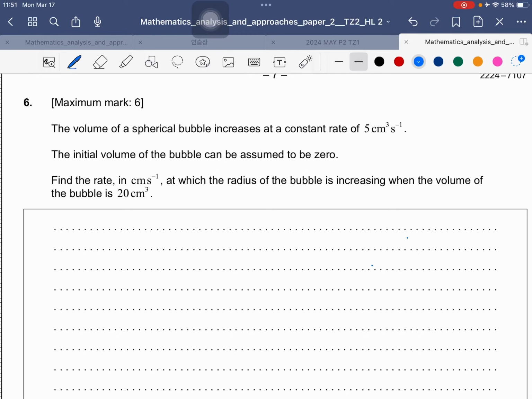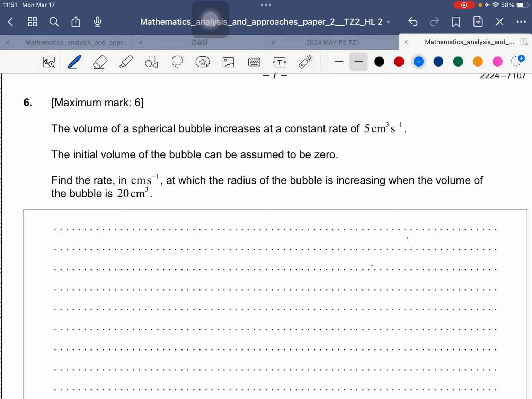Okay, question number 6. The volume of the sphere bubble increases at a constant rate of 5 cubic centimeter per second. The initial volume of the bubble can be assumed to be 0. Find the rate in centimeter per second at which the radius of the bubble is increasing when the volume of the bubble is 20 cubic centimeter.